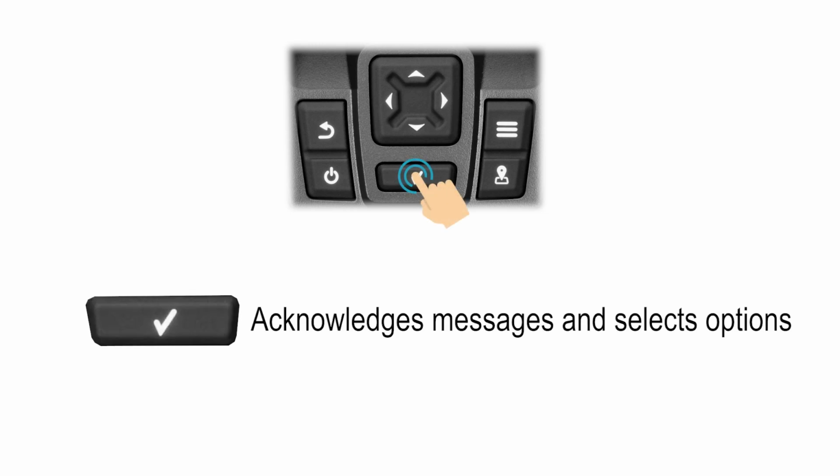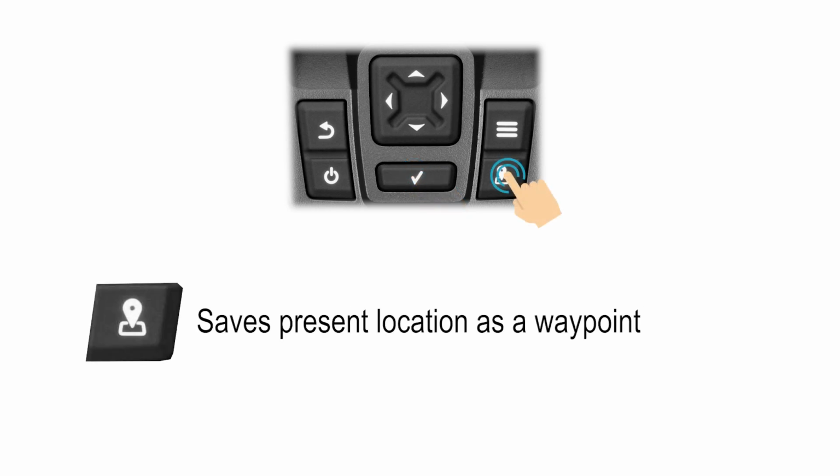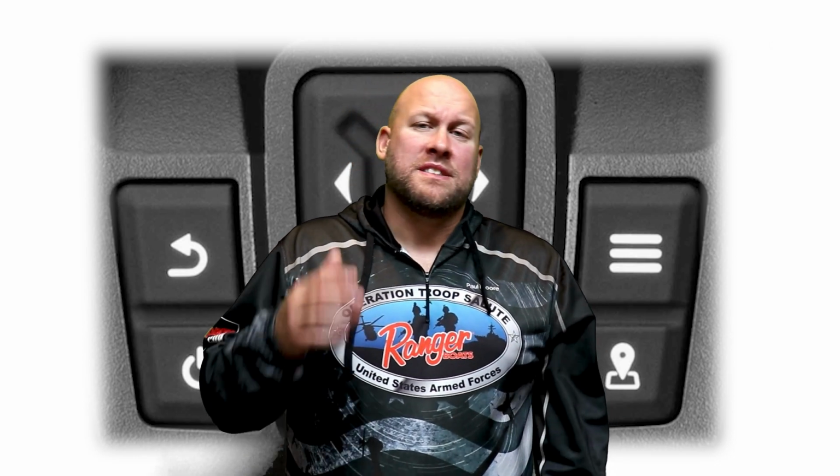The select button is designated by a check mark. You'll use this to acknowledge messages and select options. The waypoint button gives you a quick and easy way to save your current location as a waypoint. It's extremely important that you feel 100% comfortable with all of the keys and their functions located on the device interface, as we'll be using them to navigate screens and menus throughout the videos in this series.